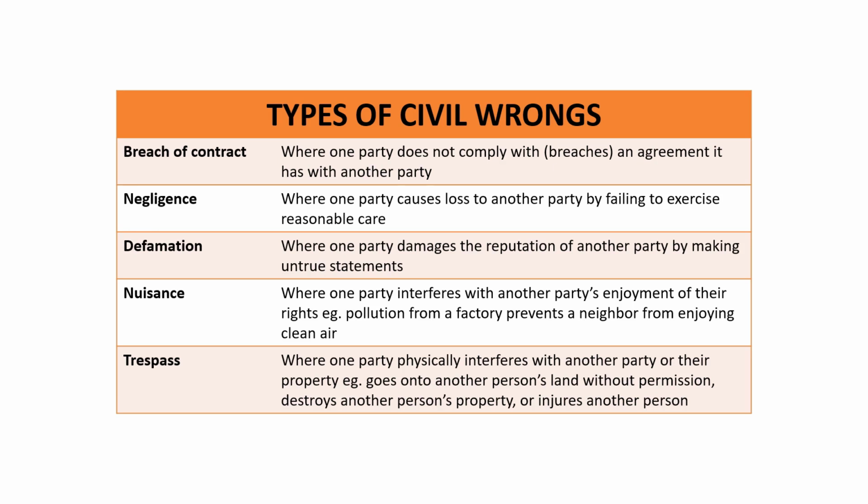Nuisance is where one party interferes with another party's enjoyment of their rights, for example, as where a factory emits pollution that prevents a neighbour from enjoying clean air. And trespass is where one party physically interferes with another party or their property, for example, as where a person goes onto another's land without permission or destroys another's property or injures another person.